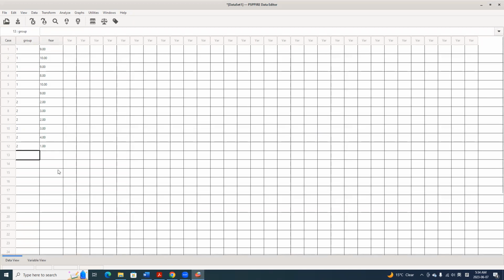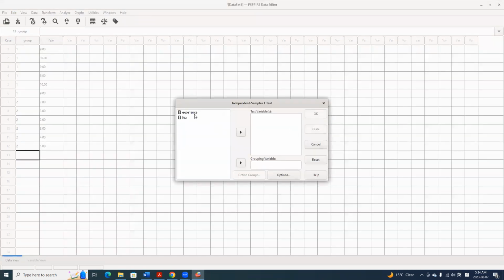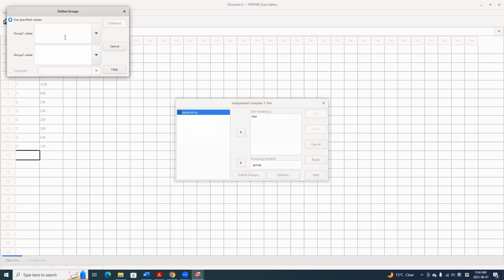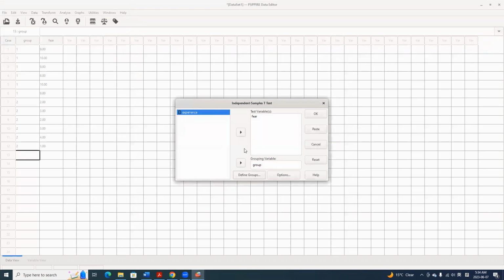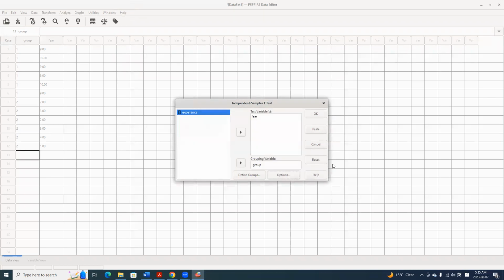How to analyze: compare means, independent sample t-test. Test variable is fear. Grouping variable, group. You got to define the groups. Group one value, inexperienced. Group two, experienced. Continue. Do we have options? No change here.